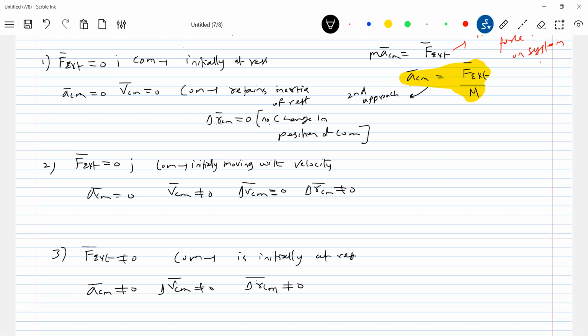So what you have to check, whenever you get any system, check what is the state of the system. Is it at rest or in motion? If it is at rest and net external force is 0, then you can pick up condition 1. If net external force is 0 and the center of mass is having uniform velocity motion, center of mass will continue its uniform velocity motion, but there will be change in position of center of mass.